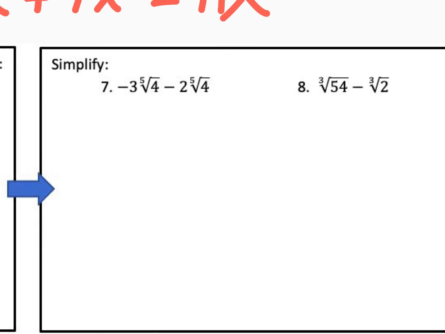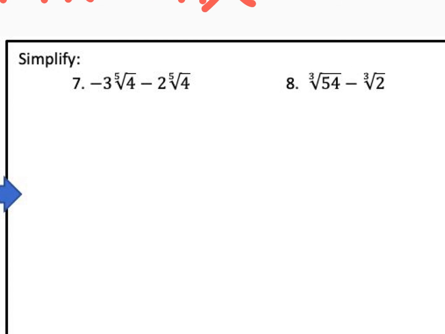So let's look at this now with higher indices. Again, they're both to the 5th power in number 7. So I'm going to do -3 minus 2, which would be -5 times the 5th root of 4. Now I should think about the 5th root of 4. Can I break that down? No, I can't take the 5th root of 4.